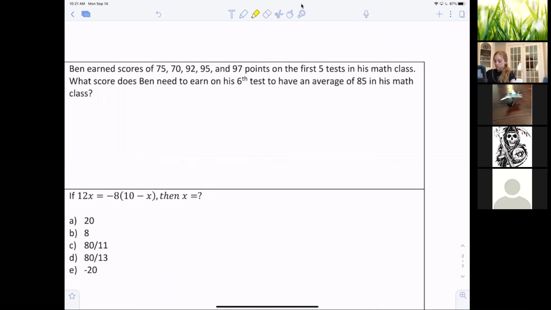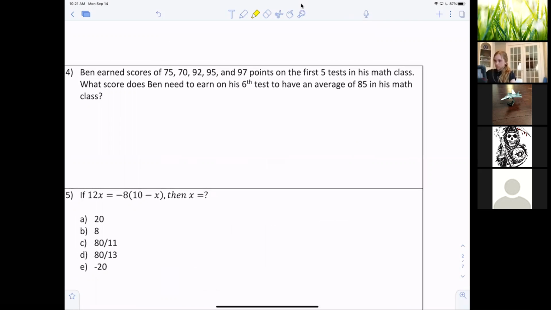Right, and what would we be dividing by? 7. Why 7? Because there's 7. How many? 6. Yeah, divided by 6, right? So you add them up, right? Then we're going to divide by 6. So look, everybody has to add those up. When you add those up, what do we get?